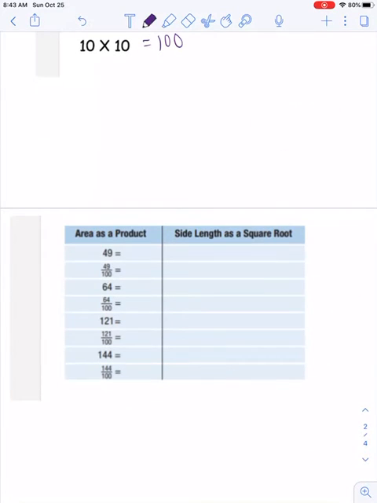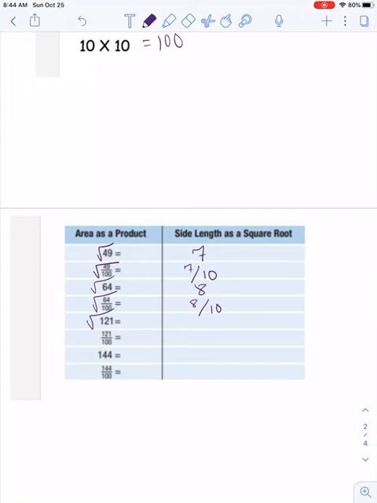What happens when we have fractions? So we know that the square root of 49 is 7. So if I'm asking the square root of 49 over 100, we're going to do the numerator first, so 7, and then the denominator. Square root of 100 is 10. Square root of 64 is 8. Same thing with the fraction. Square root of 64 is 8. Square root of 100 is 10.